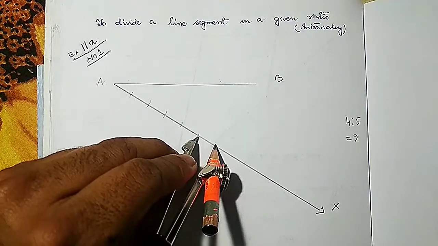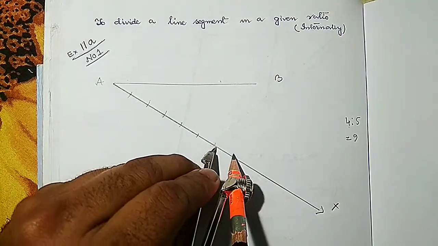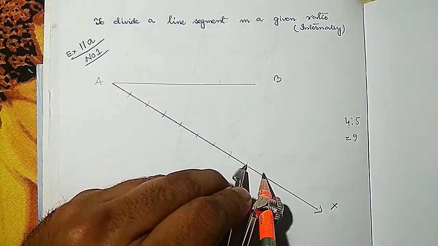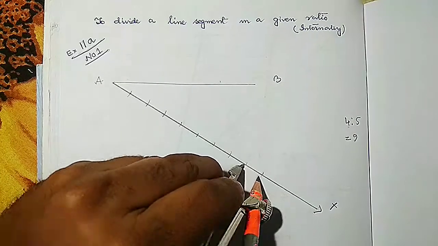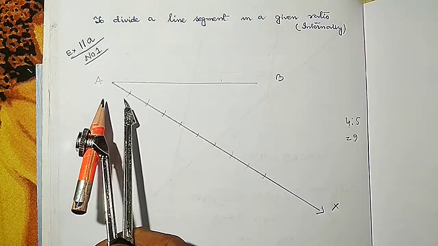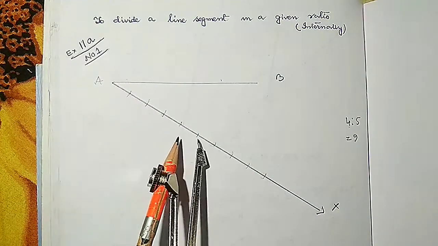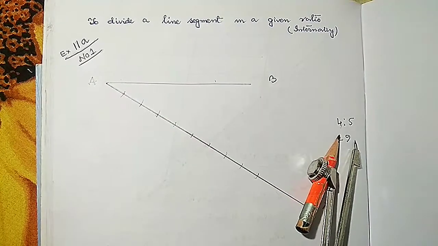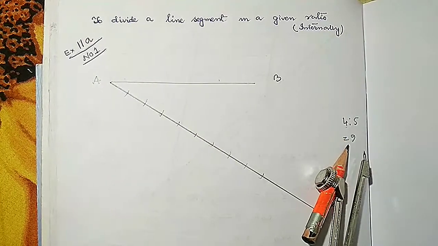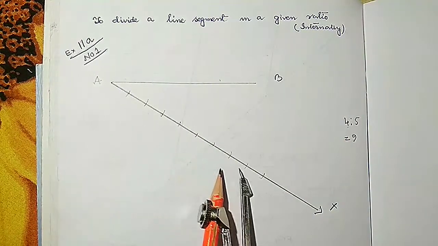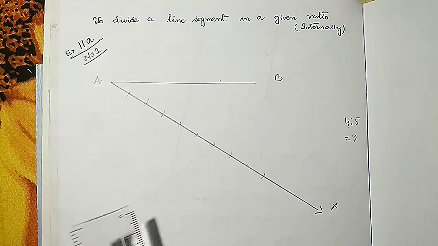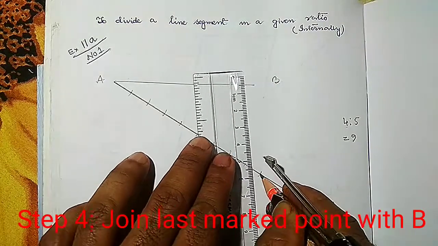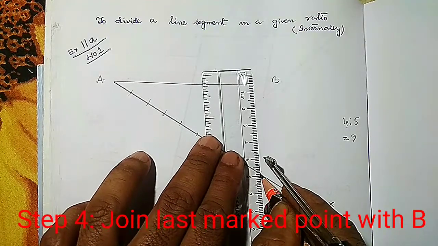5, 6, 7, 8, 9. In this way, you have to locate 9 points. 1, 2, 3, 4, 5, 6, 7, 8, 9. Why 9? Because we have to divide in the ratio 4:5 and 4 plus 5 is 9. After locating these points, the last point you have to join with B. So this point, you mark this one nicely and you join this one with B.